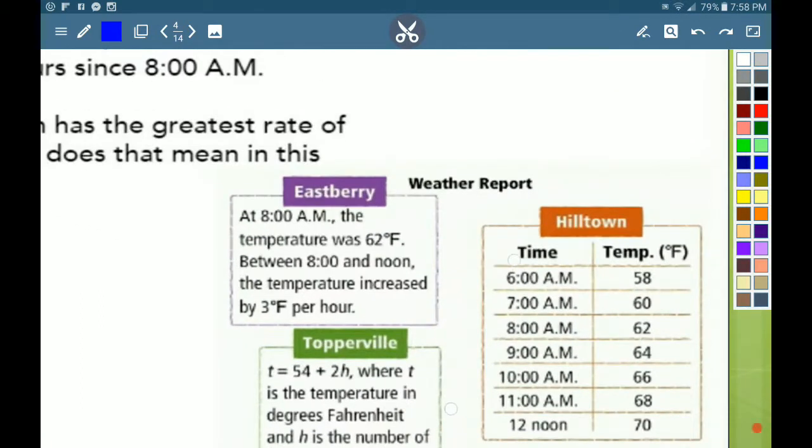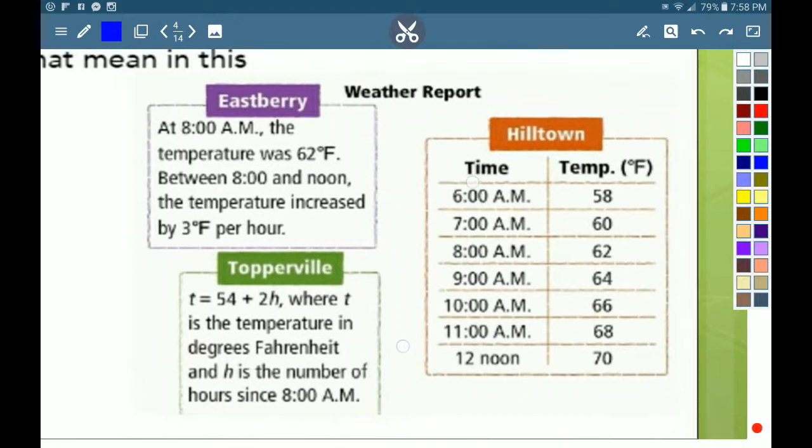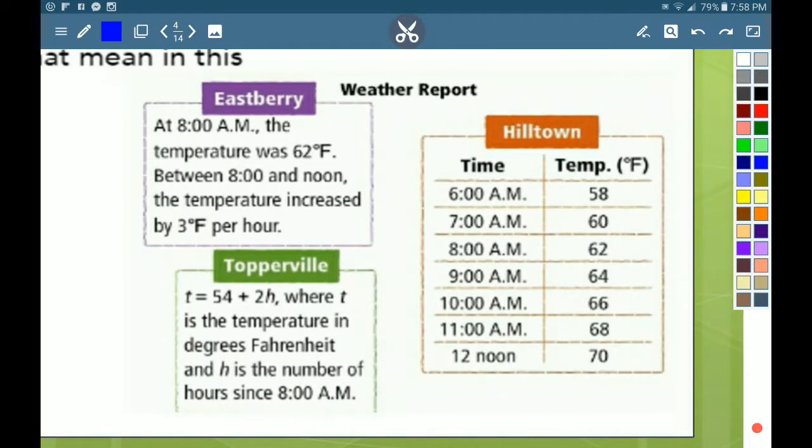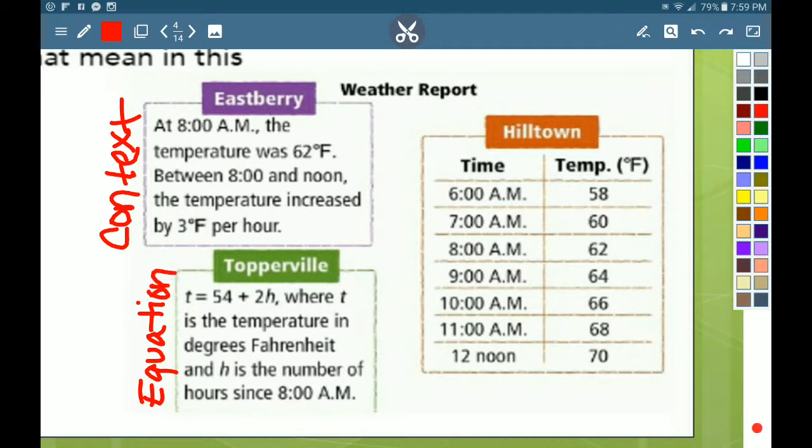So let's take a look at these three different cities. We're looking at their weather reports, and they're represented in three different ways. We have the word problem, which I've often called a context, which is Eastbury. So we have to pick out the rate of change just from the words. Topperville actually gives us an equation. And Hilltown gives us a table. Just writing it sideways so you guys realize we are comparing rates of change in three different ways.